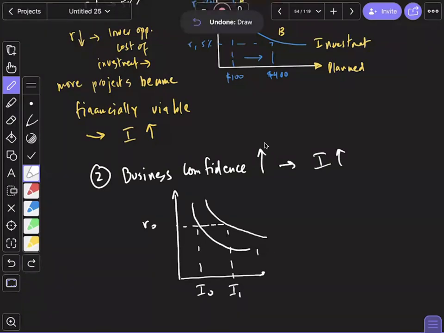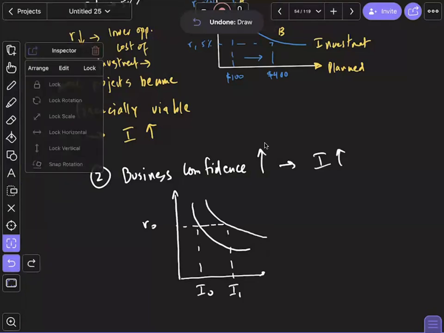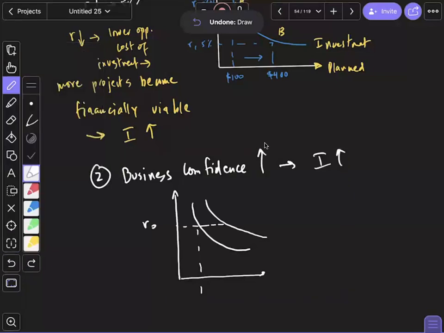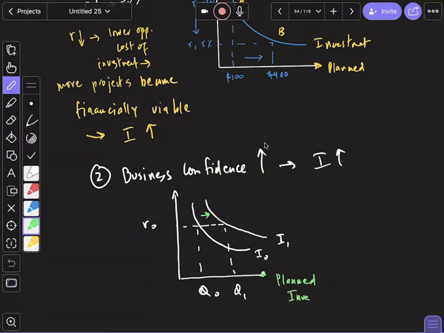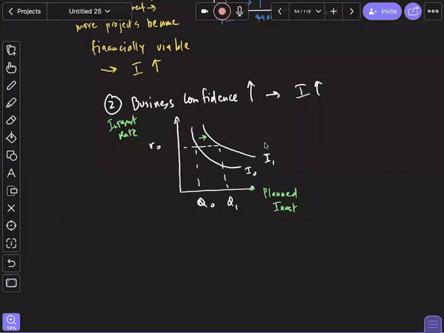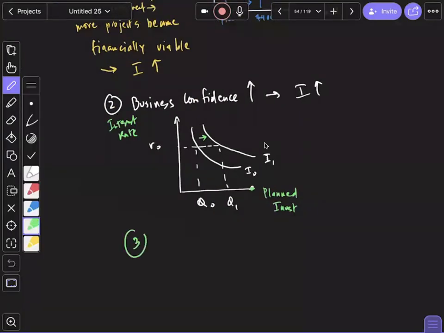Let's call this Q naught, Q1. So this is I naught, I1. So firms will be investing more at each and every level of investment. So this is my planned investment. This is my interest rates. Are you all with me? Does that make sense? So this is, more firms are confident about the future. They will want to sort of invest more. That's one thing. The third thing we need to remember.